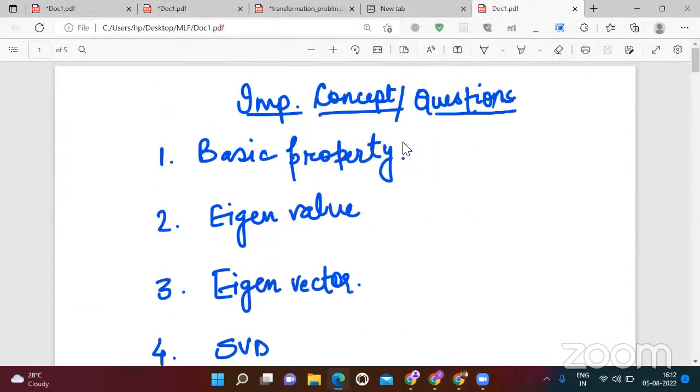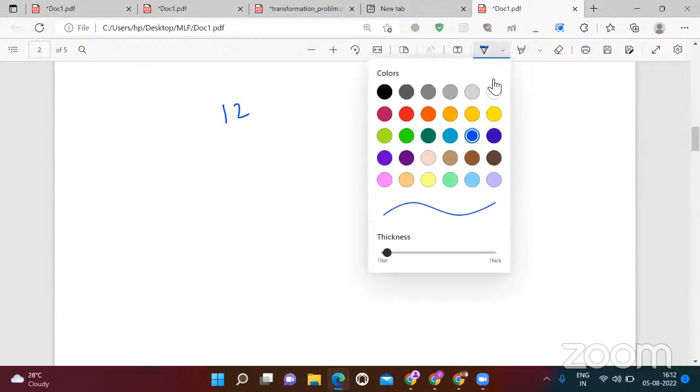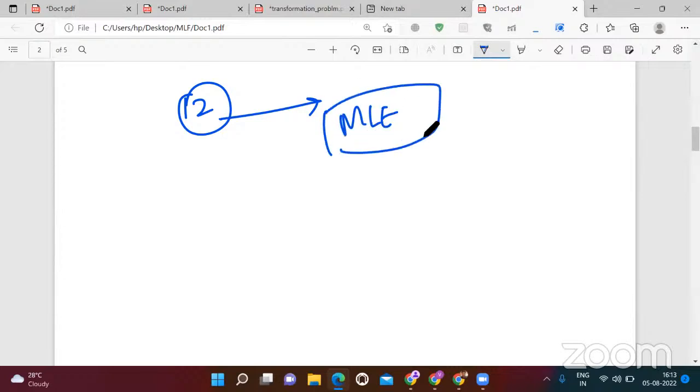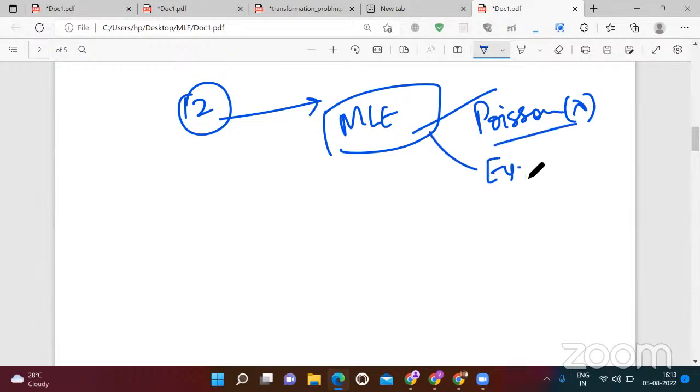So the 12th week is the final week for us. The best part for you is that most of the concepts from the 12th week are very theoretical, and no theoretical question has been asked here. The most important thing from the 12th week is the MLE concept. For MLE, you should know how to estimate the value of lambda for the Poisson distribution, and also for the exponential and the normal distribution. These three are important.